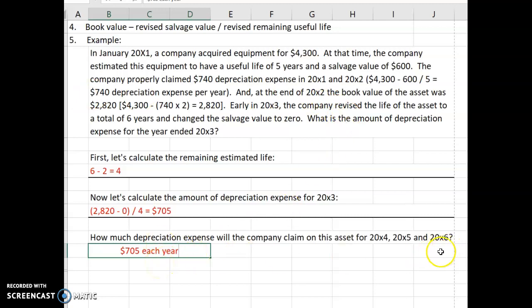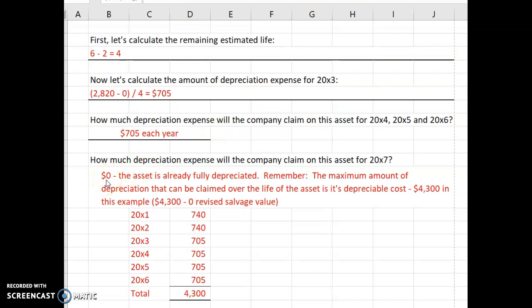Now, the last question I want to ask you is, how much depreciation expense should the company claim on this asset for 20X7? I want you to pause your video, do some calculations, think about that, then come back and check your answer. And the answer is 0 depreciation expense will be claimed in 20X7 because by the end of 20X6, the asset will have already been fully depreciated.